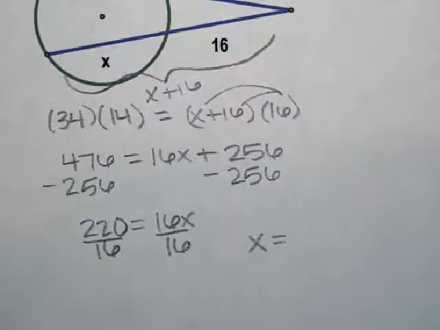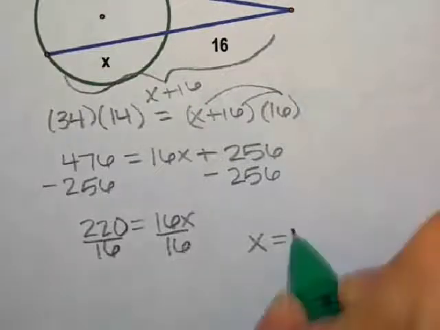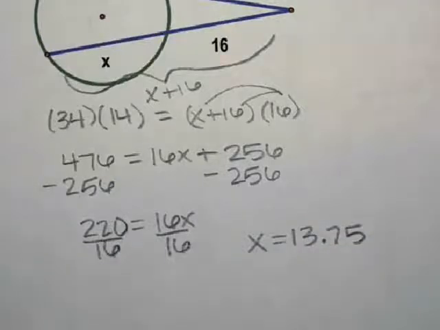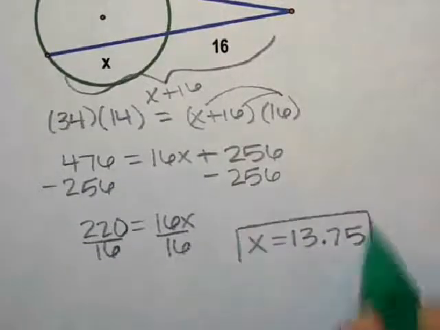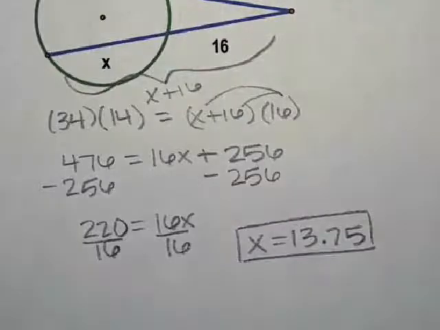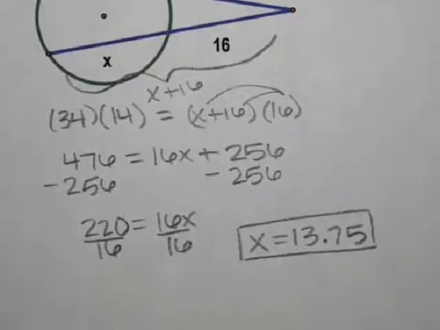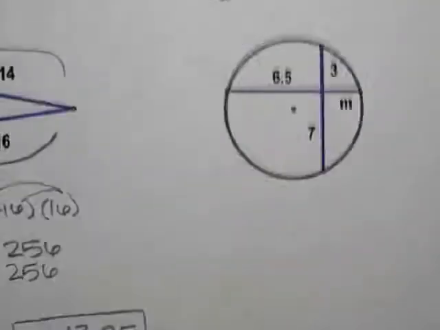220 divided by 16, isn't it evenly? No? Okay. Well, it's still a pretty nice answer. Okay. All right. Let's do number 13, finishing the worksheet on Lucky 19.